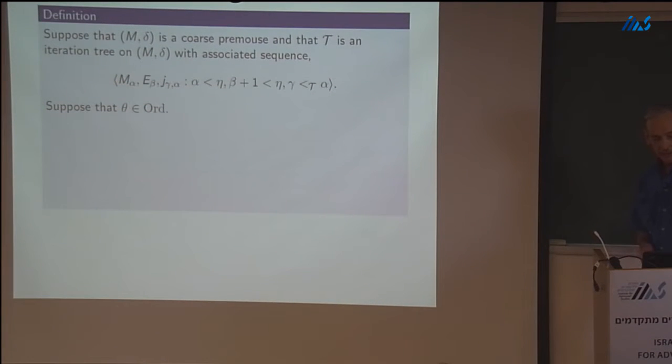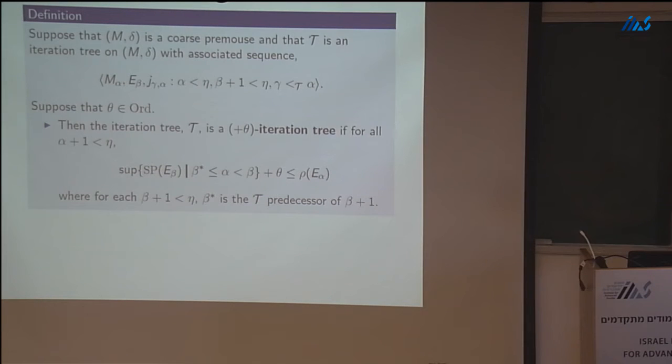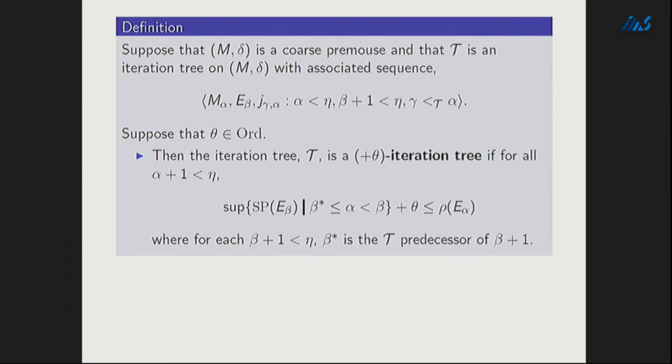Okay, so now I need to make a definition. We have our coarse premouse, an iteration tree on it, and we have an ordinal theta. Then the iteration tree is a plus theta iteration tree if for all alpha plus 1 less than eta, the sup of the spaces of the extenders E beta, for which beta star is less than or equal to alpha is less than beta, and then add theta to it, is less than the strength of rho alpha. And that strength, of course, is calculated in the model M alpha. And here again, beta star is the tree predecessor of beta plus 1. Now that sup may be empty.